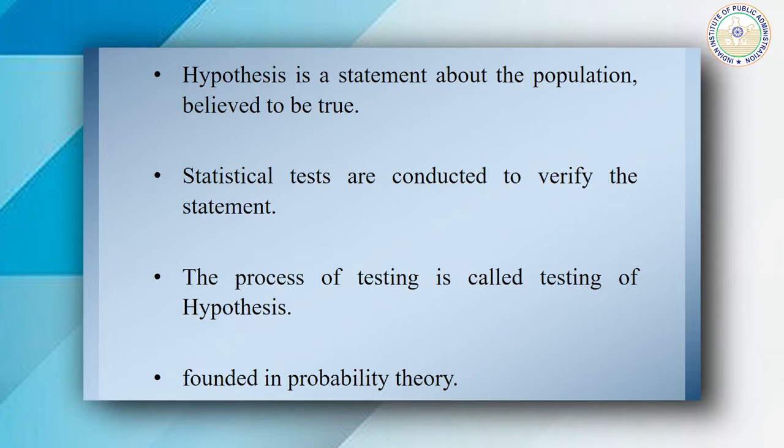Hypothesis testing is founded in probability theory, which is a part of inferential statistics. Since hypothesis testing is based on probability, different concepts of probability are used. For instance, probability distributions like normal distributions, chi-square distributions, p-value, alpha value, all these are concepts from probability which are used in hypothesis testing. In theory, hypotheses are always employed in pairs, which means there are two parts of the hypothesis. The first part is known as the null hypothesis and the second part is known as the alternative hypothesis.